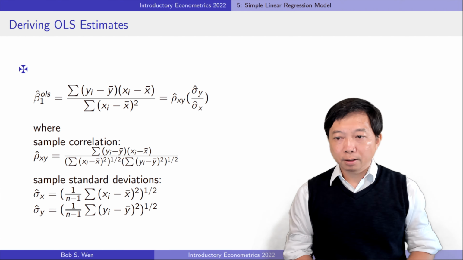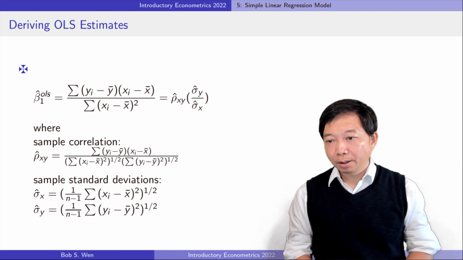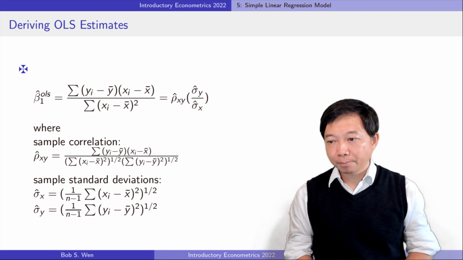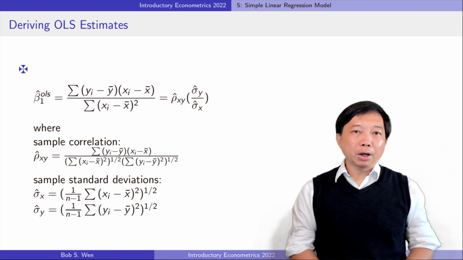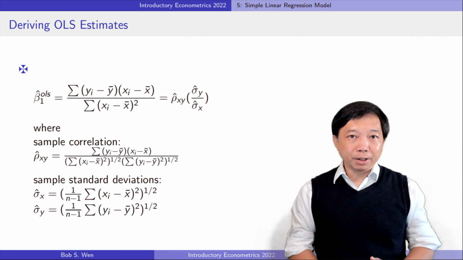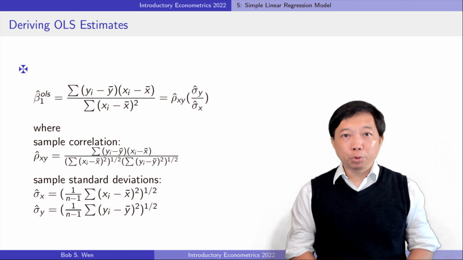We can further express the slope OLS estimate as sample correlation and sample standard deviations. It is equal to the sample correlation between x i and y i, rho xy, times the ratio of the sample standard deviation of y i to the sample standard deviation of x i. So now we understand that the slope OLS estimate in a simple regression model reflects the correlation between the two variables.